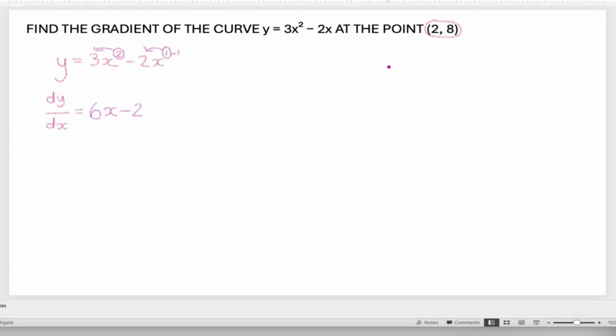Now we substitute in the x-coordinates. Now, what is the x-coordinate? The x-coordinate is 2. Remember, this is the format that we usually write the coordinates in. So the first value is usually your x value, and the second value will be your y value.